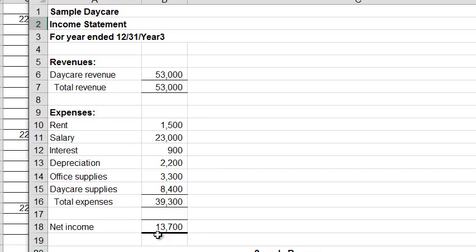The next financial statement that we'll prepare would be some variation of a statement of equity. For a corporation, you would normally see a statement of shareholder equity, or the simpler, smaller version that we're going to prepare right now for Sample Daycare, that's simply a statement of retained earnings. A statement of shareholder equity reconciles all of the equity accounts. A statement of retained earnings just reconciles the retained earnings account.